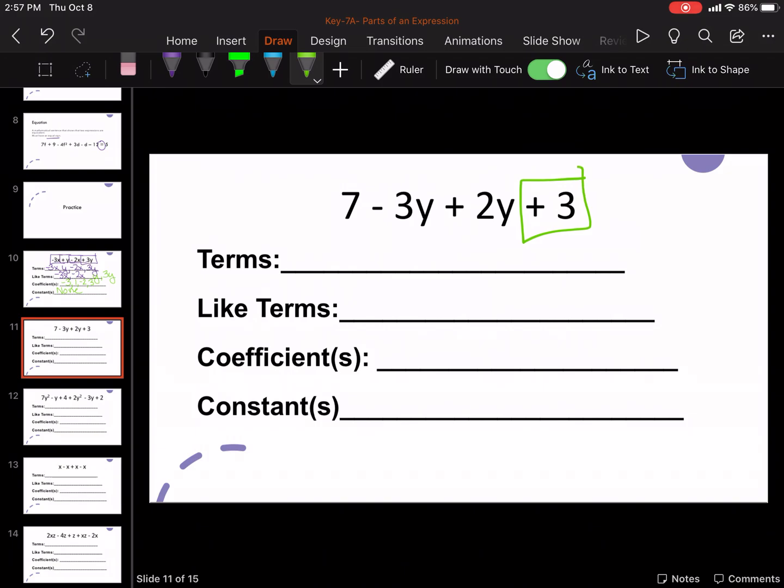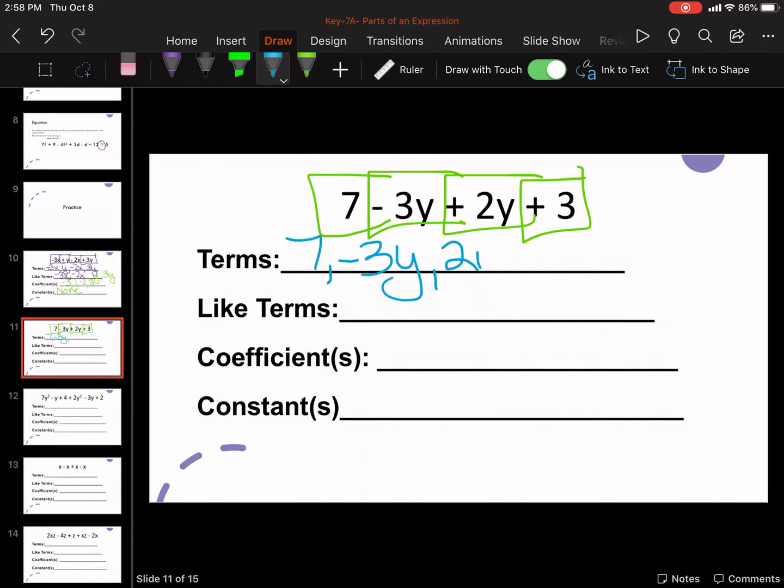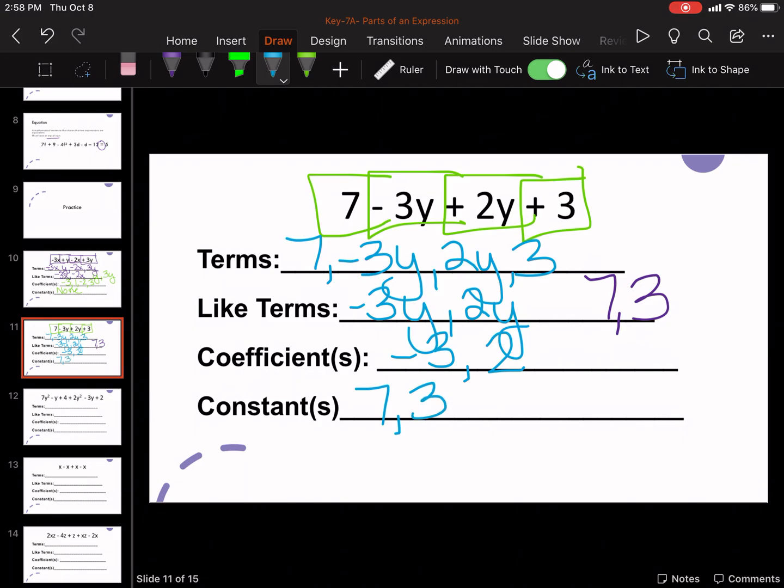So here we go. Train it up, train it up, choo, choo. Everything in my box is a term. Like terms are going to be -3y and 2y. And then we have 7 and 3. Watch your negatives. You've got to have that -3. Coefficients are going to be -3 and 2. Constants are going to be 7 and 3.